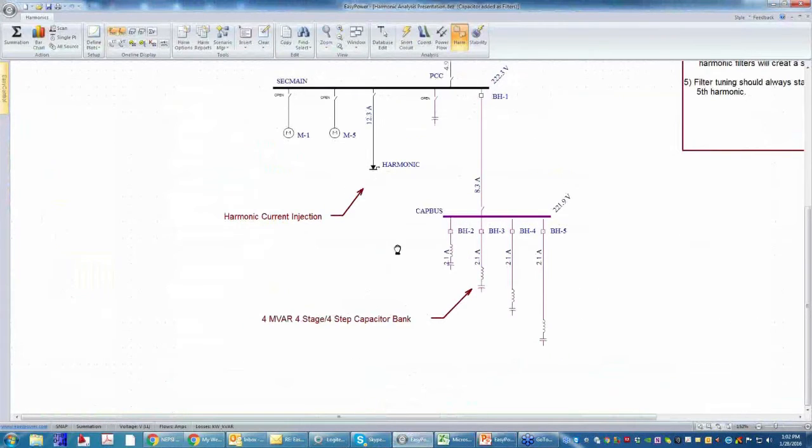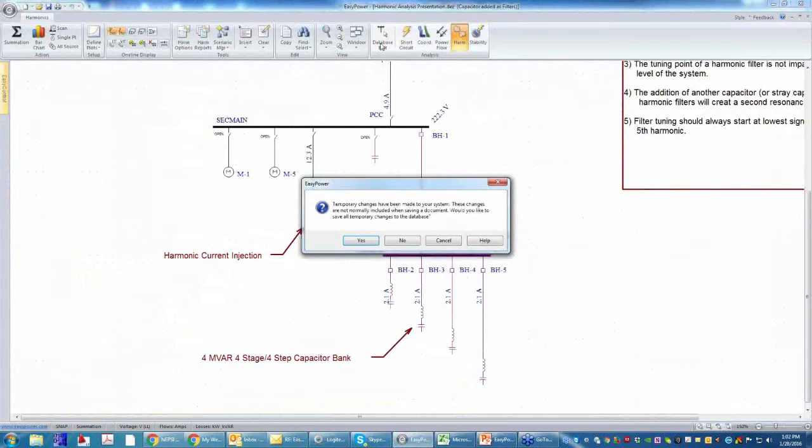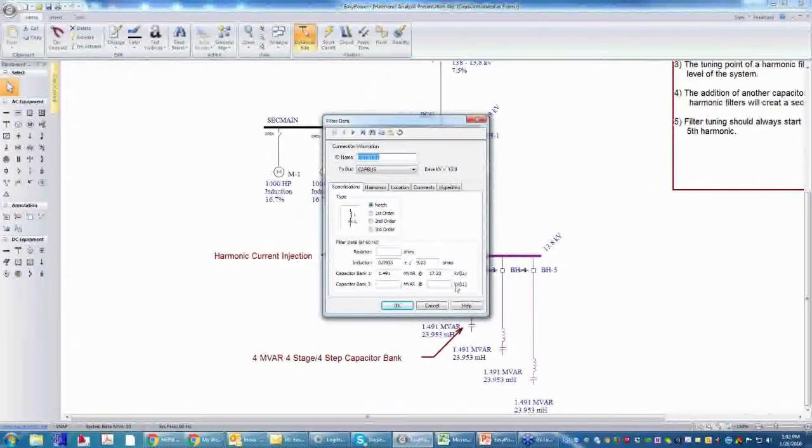And I have a case up that I had up a couple weeks ago. And I just wanted to double click on the bus here and on the filter bank and show. So EasyPower has several different filter arrangements available to model in the system. In particular, the ones that are typically used in industrial plants and also at the utility level.